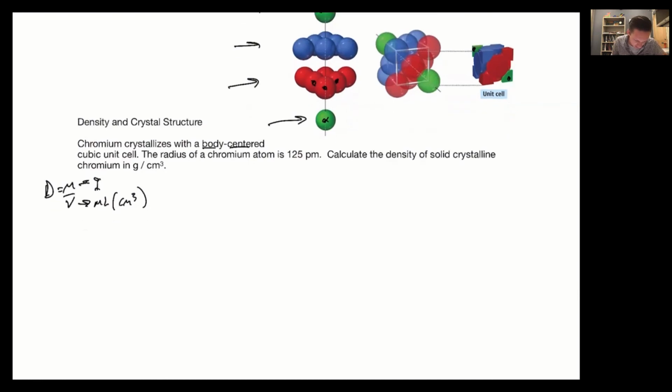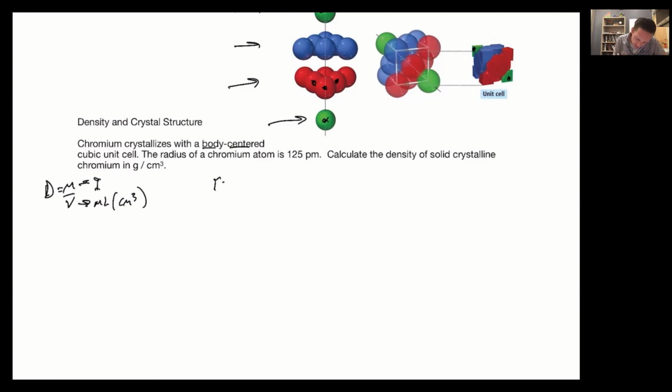Chromium crystallizes with a body-centered cubic unit cell. The radius of a chromium atom is 125 picometers. Calculate the density of solid crystalline chromium. So again, this is kind of mind-blowing, I think. We're finding the density of the smallest chunk of crystal, and it's going to apply to the macroscopic object. It's kind of cool.